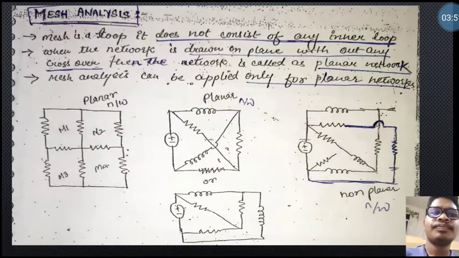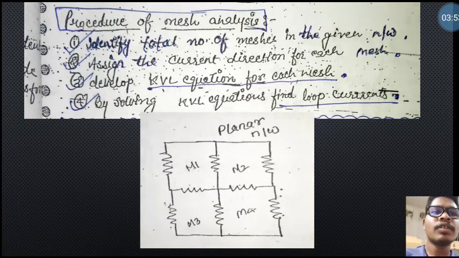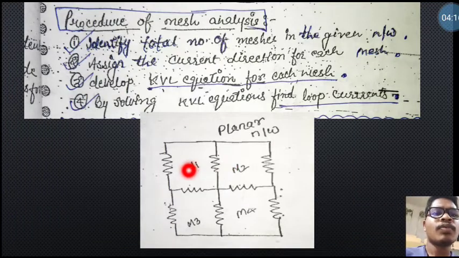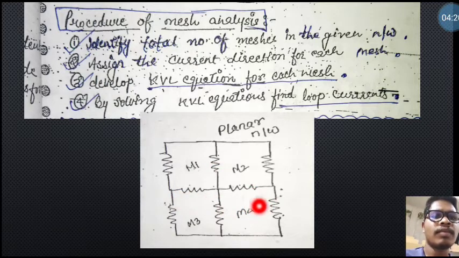Now see the procedure of mesh analysis: how it is implemented in the network and how we find the current across the mesh network. The first point is to identify the total number of meshes in the given network. I am taking this previous network only. Here there is mesh 1, another mesh, another mesh, and another mesh. So there are 4 meshes in this network.